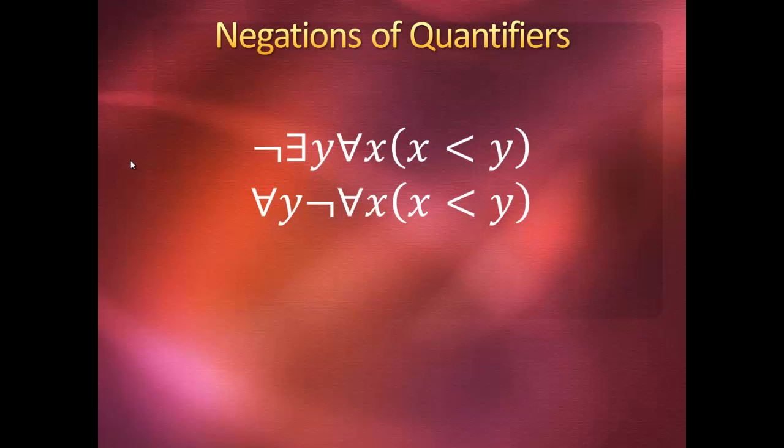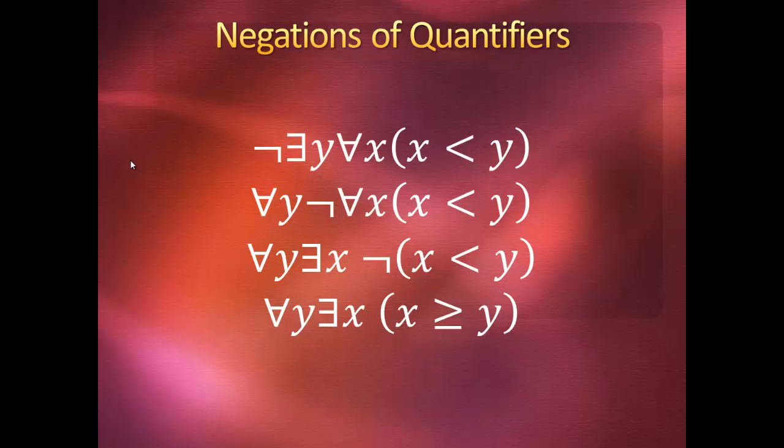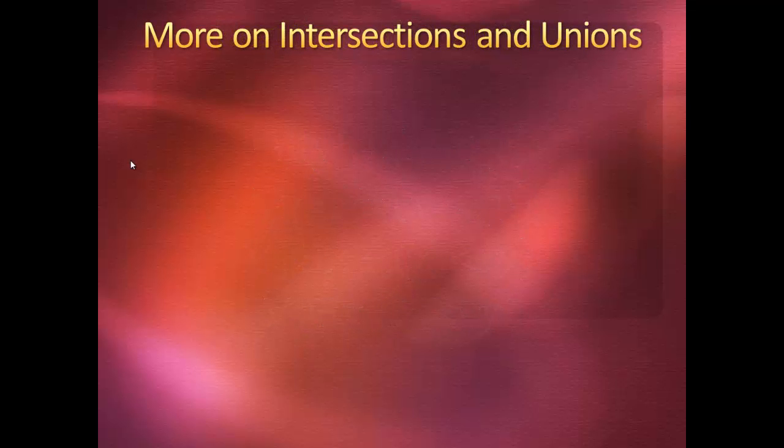So now our statement says that for all y, it is not true that for all x, x is less than y. But we can move that negation even further inside, switching the inside universal to an existential. Now our statement reads that for all y, there exists an x such that x is not less than y, that is, such that x is greater than or equal to y. Remember, that's pretty much exactly what we said when we showed the original statement was false. No matter what y you give me, I can find an x that is either equal to or greater than it.